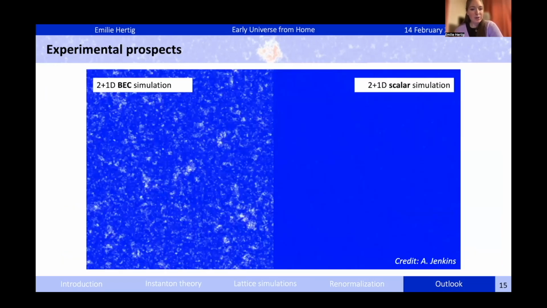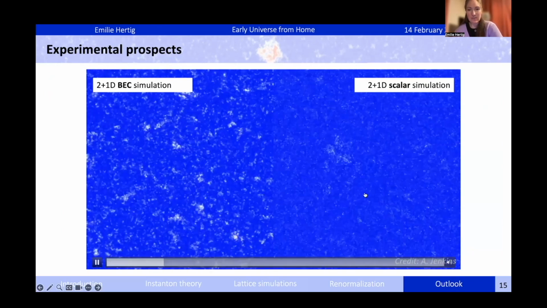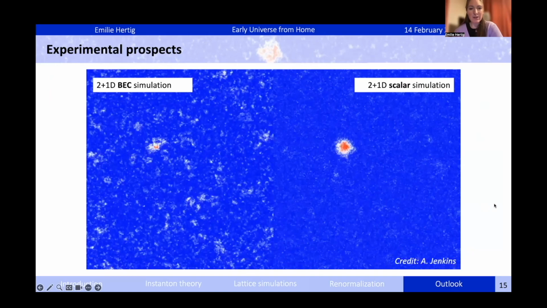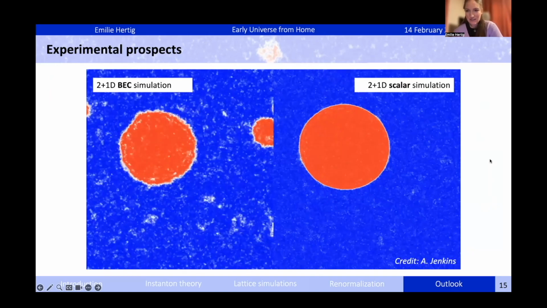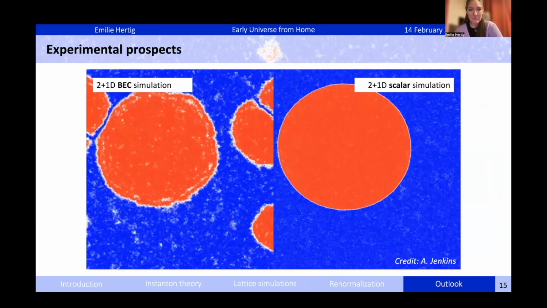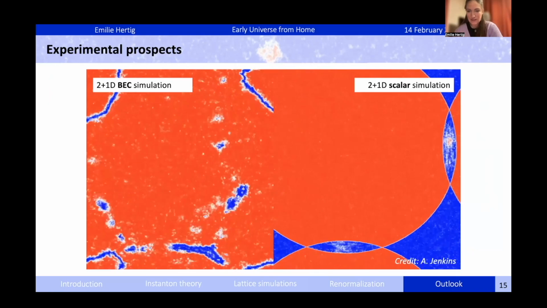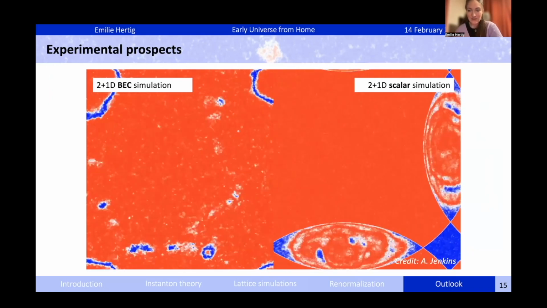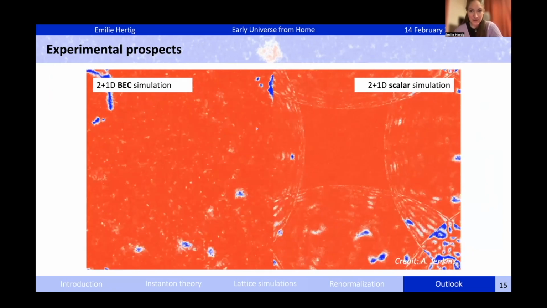And just to show you the current status of lattice simulations, these are 2D simulations, so two spatial dimensions, and you can see the time going as the movie. On the left, you've got the Bose-Einstein condensate. On the right, the scalar field simulations. And remarkably, a bubble has nucleated in about the same amount of time and at about the same place in both. So that goes to show the quantitative analogy between that quantum system and our scalar field in the vacuum.